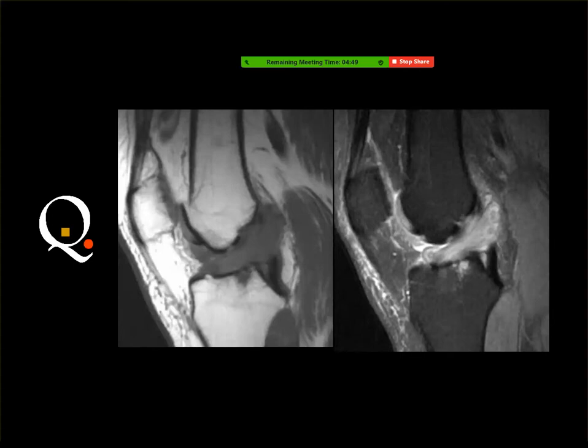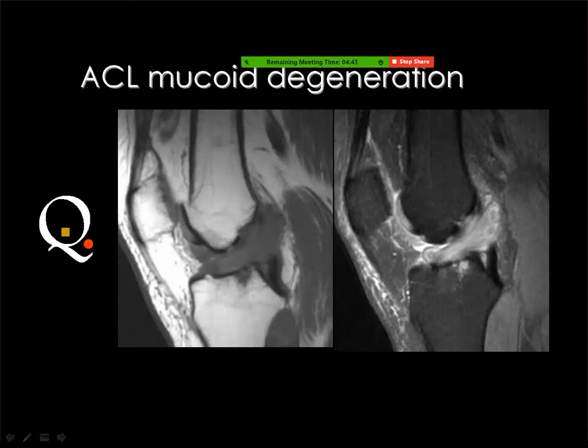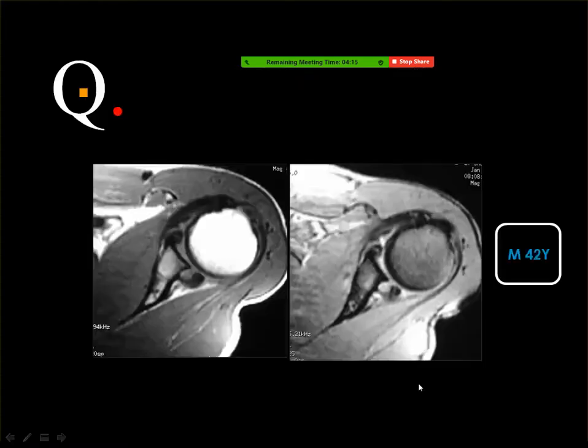Mucoid degeneration of the ACL? Yes, this is mucoid degeneration, and in many of the revisions I insist on including a case like this because of the mistakes made in the diagnosis of such a lesion. Some may say that this is a sprain or degeneration or tear, but the accurate diagnosis is ACL mucoid degeneration, and this is a classic appearance.